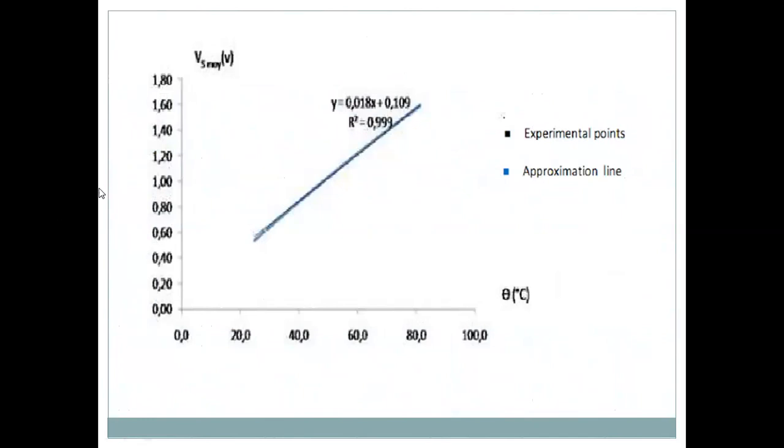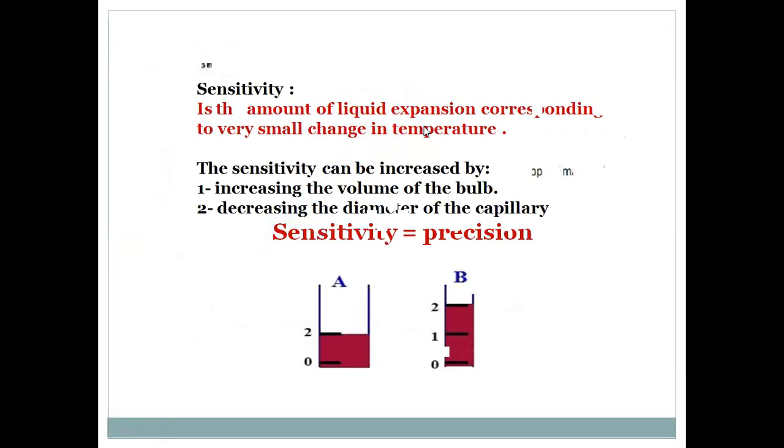This graph represents the relation between the volume of liquid expansion and temperature. As you see, it is linear. When it is a straight line, we have linearity. The expansion rate is constant for every increase or decrease in temperature. Second property, sensitivity.